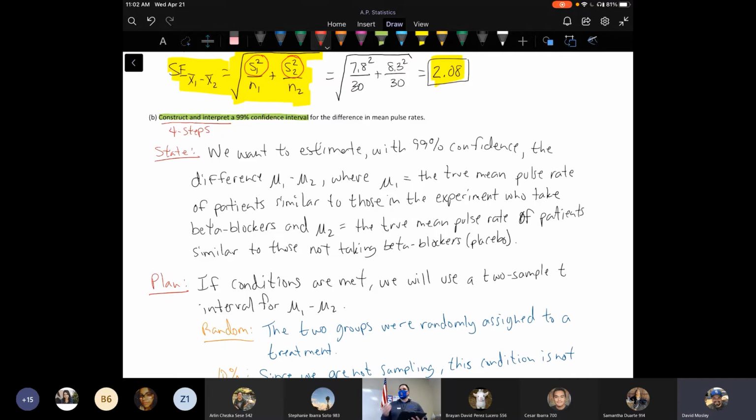What are we going to be doing? Well, we want to estimate with 99% confidence the difference mu sub 1 minus mu sub 2, where mu 1 is the true mean pulse rate of patients similar to those in the experiment who take beta blockers, and mu 2 is the true mean pulse rate of patients similar to those not taking beta blockers, or taking the placebo. All right, notice the wording is very particular here.